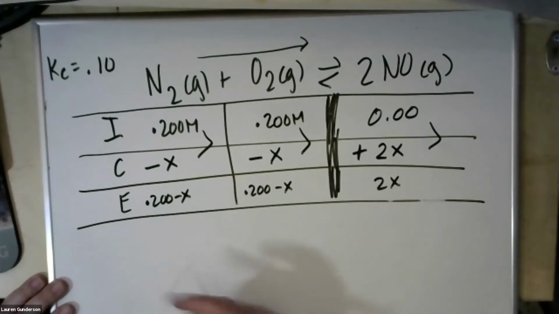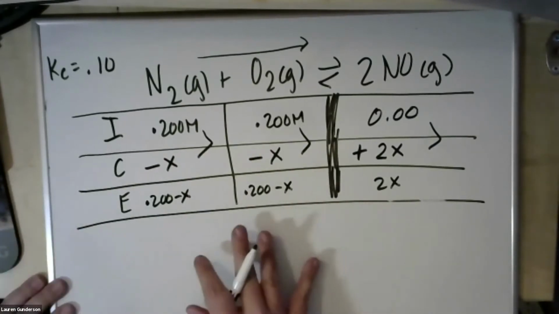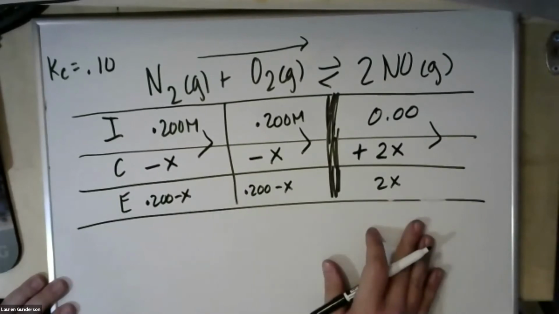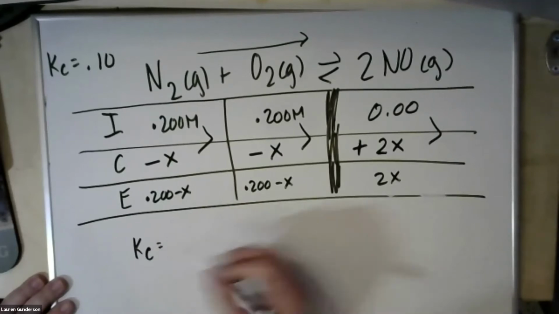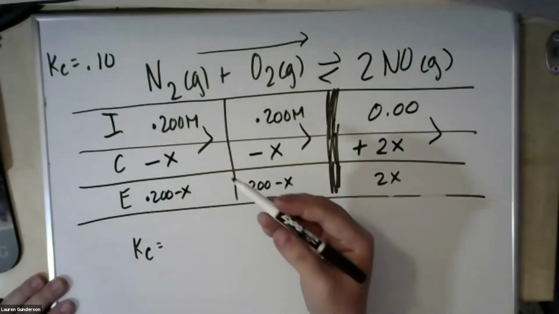Okay. Now we're going to set up our Kc expression using these numbers. Okay. So Kc is going to be products over the reactants raised to the coefficient.